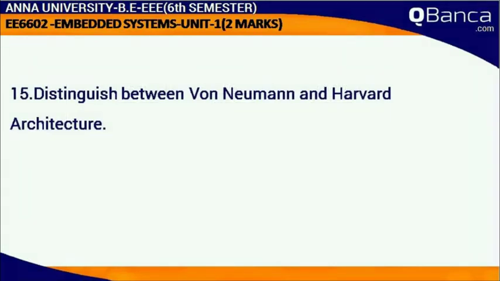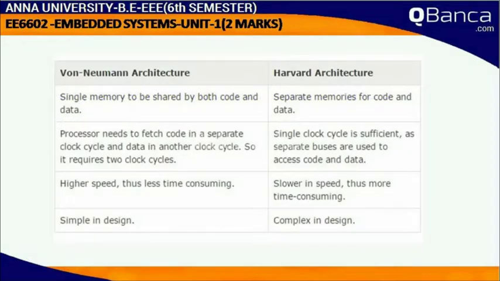Distinguish between von Neumann and Harvard architecture. Von Neumann architecture: single memory to be shared by both code and data. Harvard architecture: separate memory for code and data. Von Neumann architecture processor needs to fetch code in a separate clock cycle and data in another clock cycle, so it requires two clock cycles.